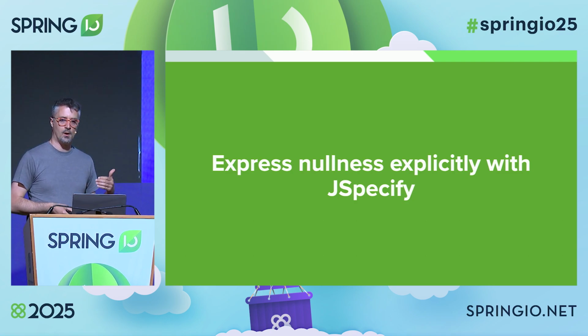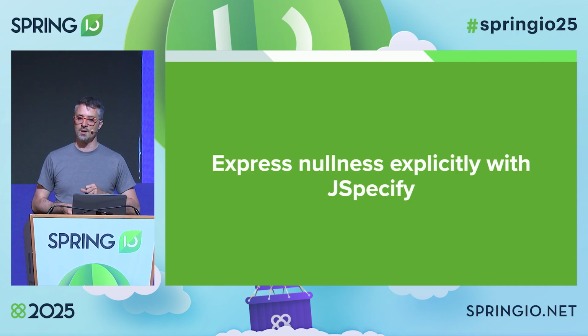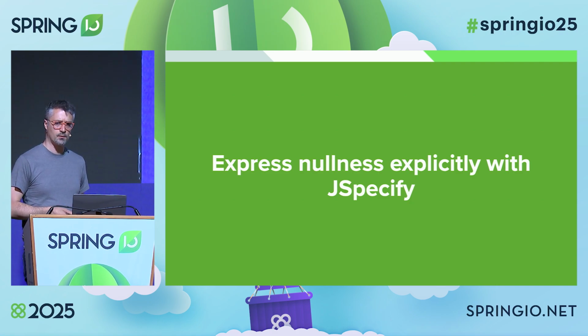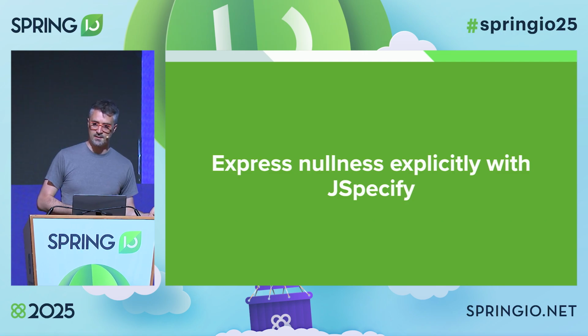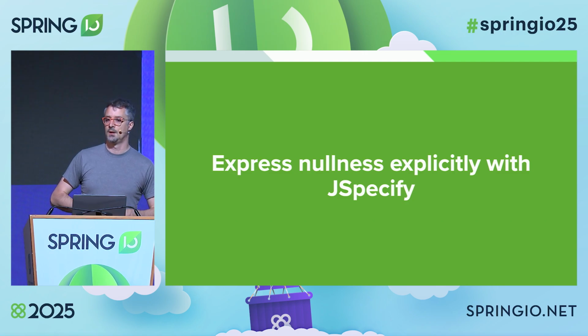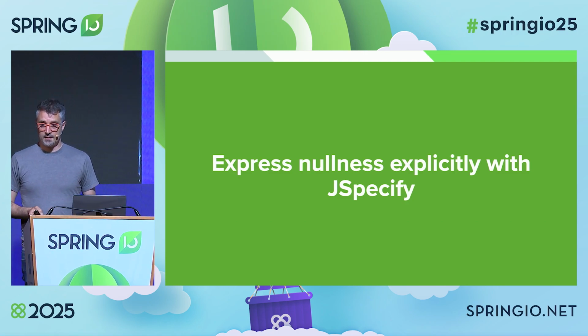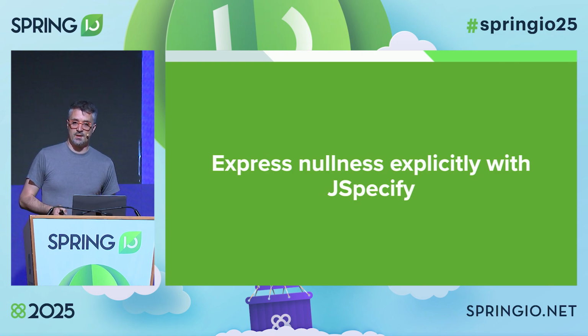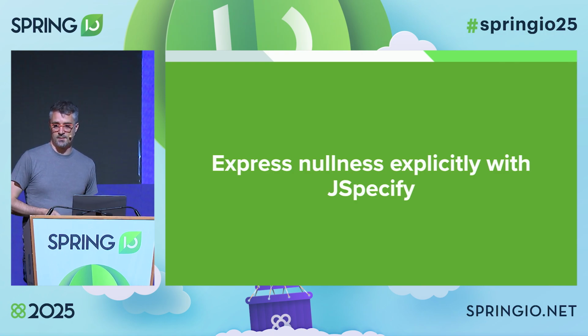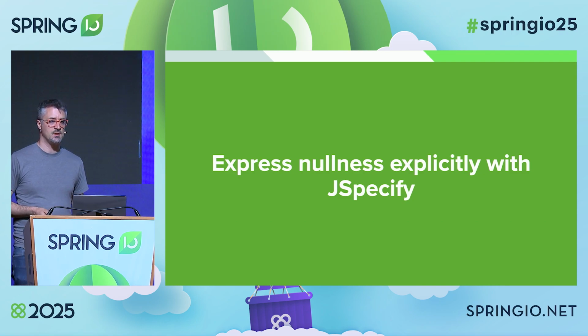On the Spring side, we have been using JSR 305 to meta-annotate our Nullable annotation for quite a long time, I think since 2017, Spring Framework 5. But JSR 305 is a dormant JSR. It has some drawbacks. There is no canonical dependency. It's a dormant JSR that has never materialized, so we use it because it was the least bad solution, but JSpecify is a much better solution, and we are going to see why.